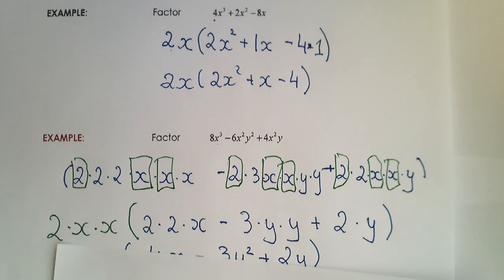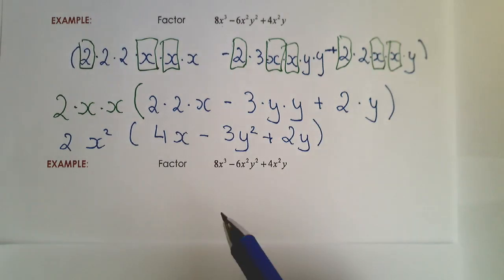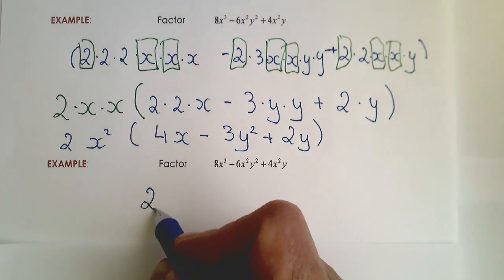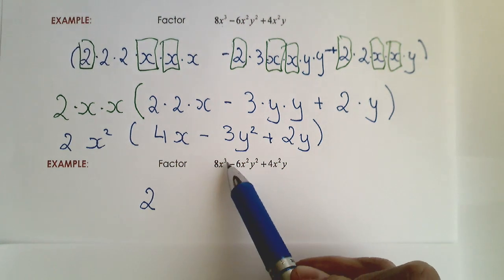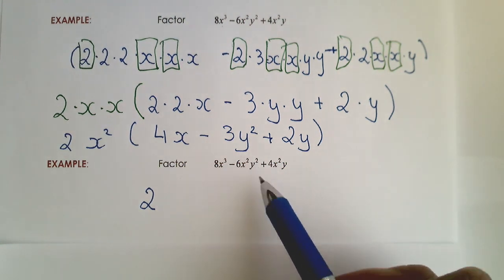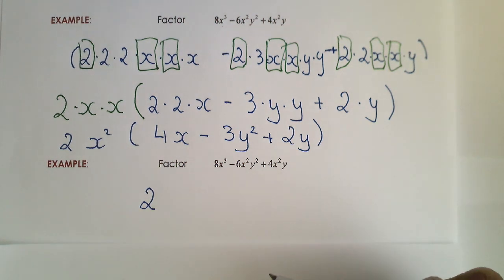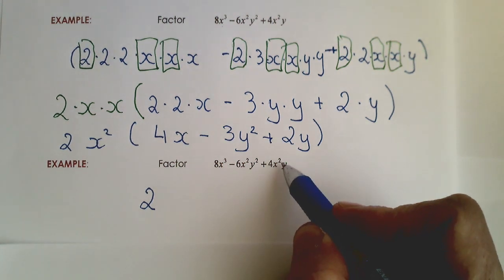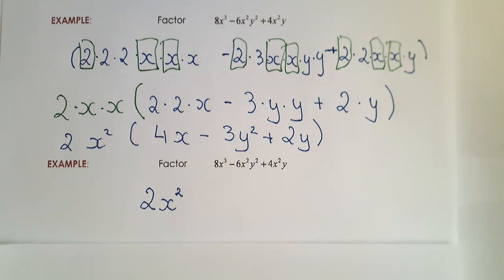Okay, using the other method, a little bit faster method would be this way. You will look at your coefficients and find the greatest common factor, which is 2, and then you will look at your variables. First, I will look at the variable x. This one is x to the power of 3, this one is x to the power of 2, this one is x to the power of 2. Out of these 3 options, x to the power of 2 will be the greatest common factor because that's the lowest exponent with respect to x. So x to the power of 2 will go outside.